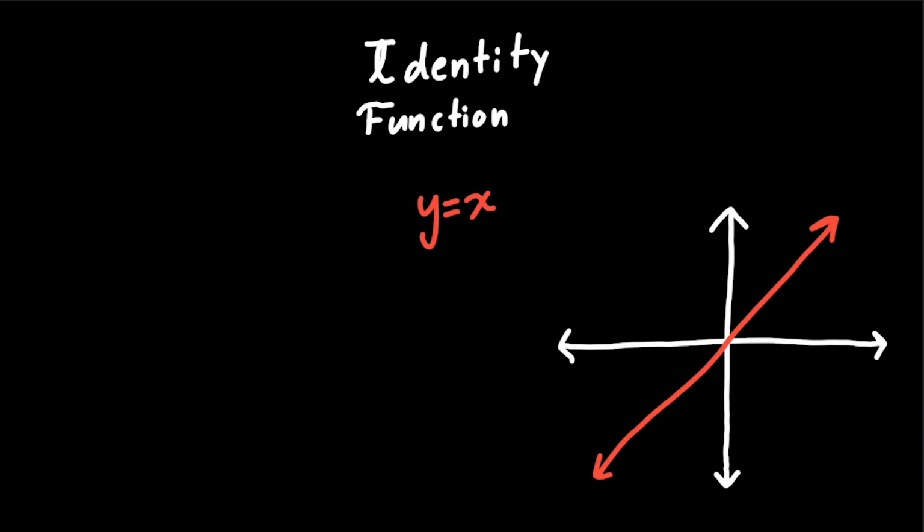First off, we have the identity function. It is represented by the equation y is equal to x, and its graph looks like just a continuous line going from left to right, down to up, infinitely continuously.